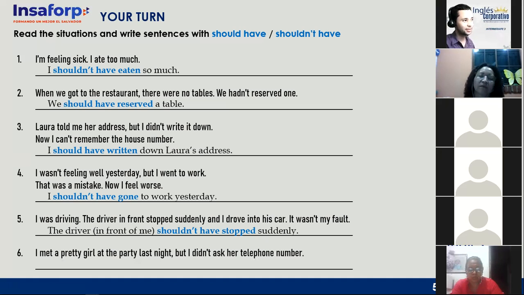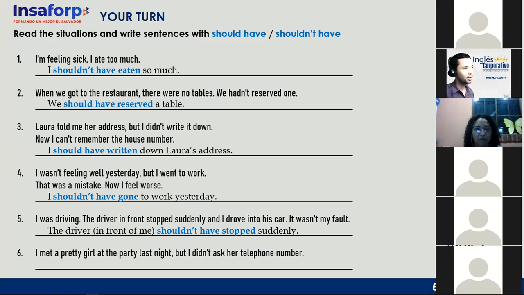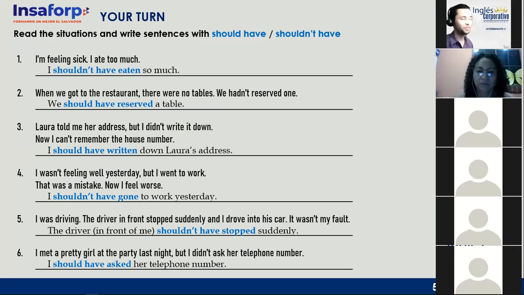And number six. I met a pretty girl at the party last night, but I didn't ask her telephone number. Who can tell me? Rodrigo Daniel. I should have asked her telephone number. Okay, that's right. Good. Very good. Debí haberle pedido su número, pero no lo hice. Very good, everybody. That is great.